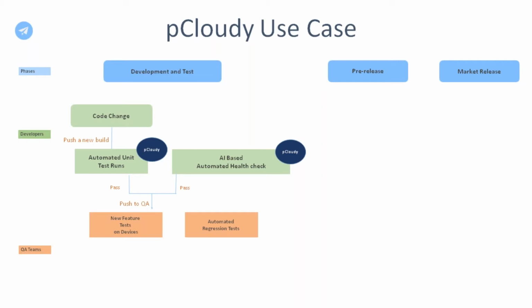So next comes the QA track. There are 2 primary activities. One is the manual testing of new features on real devices and the execution of automated regression tests. Right, this is what typically happens in QA when the new build is released for testing. So the QA teams can use pCloudy at this particular stage for both functions: manual testing and also automation regression test executions.